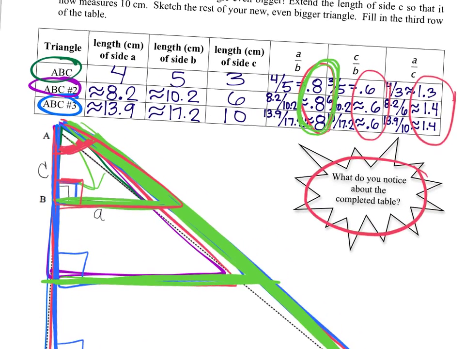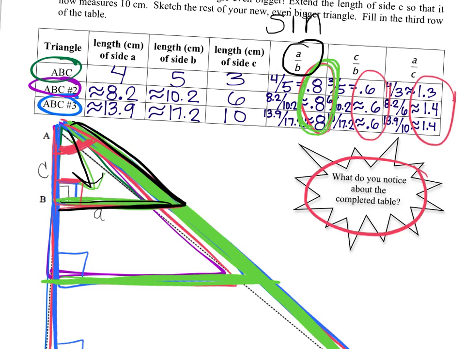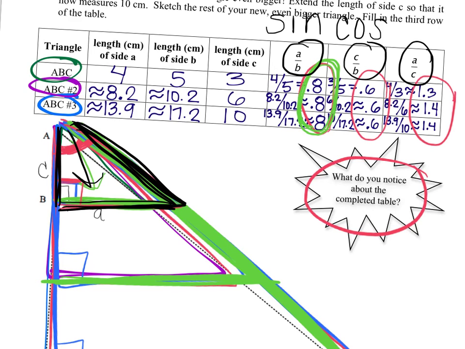And really, these three ratios I had you calculate have some other names. The ratio A over B, where A was the side opposite angle A and B was the hypotenuse, opposite over hypotenuse, that ratio is called sine. The ratio C over B, which was the side adjacent to angle A over the hypotenuse, that's called cosine. And finally, the ratio of the side opposite angle A over the side adjacent to angle A, opposite over adjacent, is called tangent.